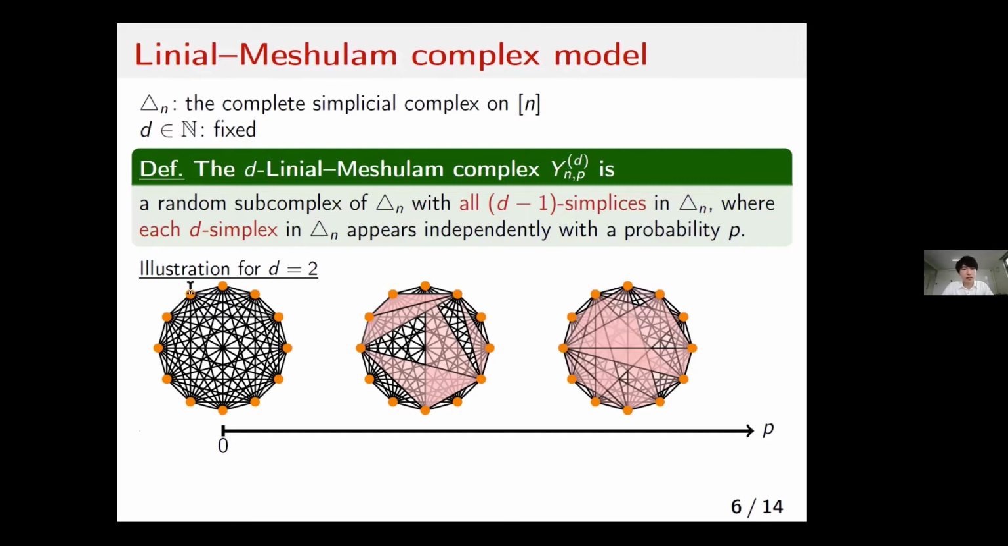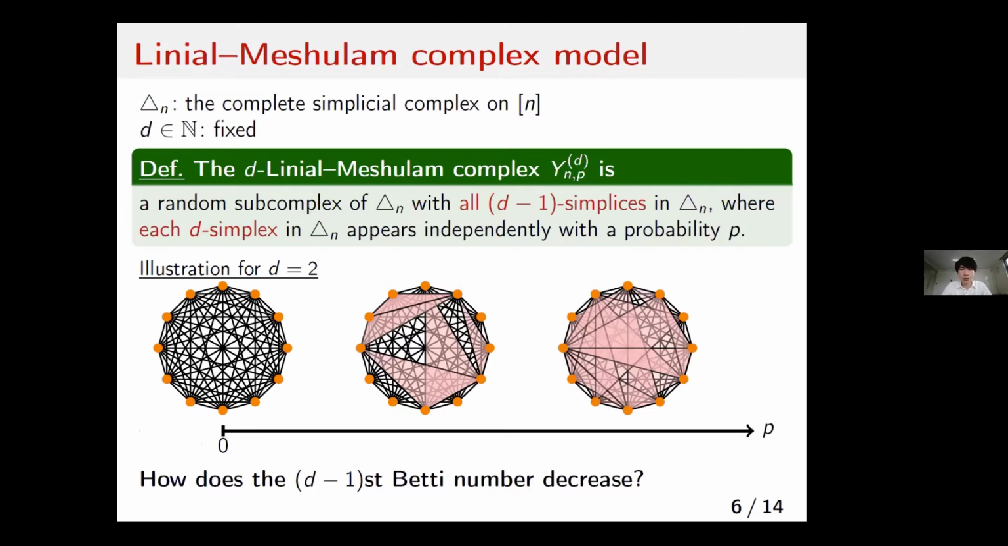Here is just an illustration for d equal to 2, but imaginably, the (d-1)st Betti number decreases with respect to p because (d-1)-dimensional cycles are gradually filled in by these simplices. So how does the (d-1)st Betti number decrease?